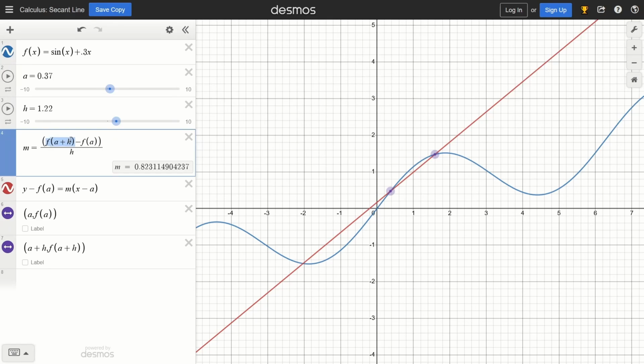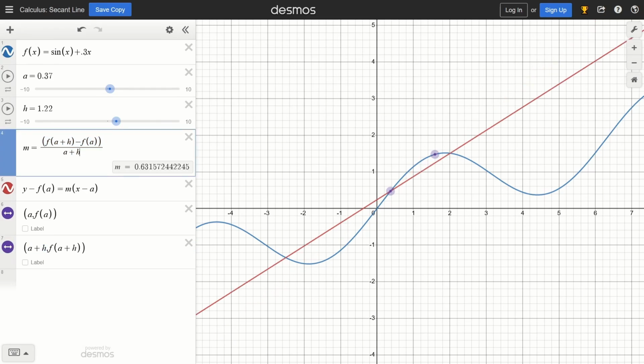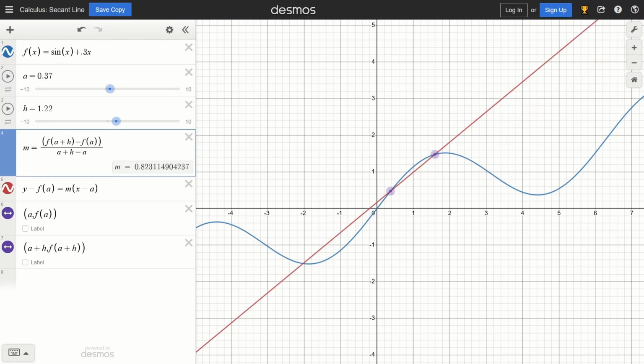So here f of a plus h is just the y coordinate of the second point, and f of a is the y coordinate of the first point. So just like before, we're calculating the rise, and here the run. If we calculate the run, it's a plus h for the x coordinate of the second point, and a for the x coordinate of the first point. So that's what it actually looks like here. This might be clearer to understand. And basically what's happening at the bottom is a plus h minus a is the same as h.